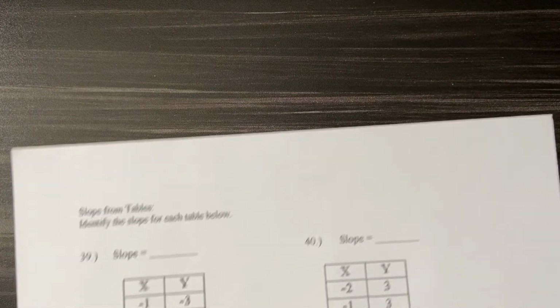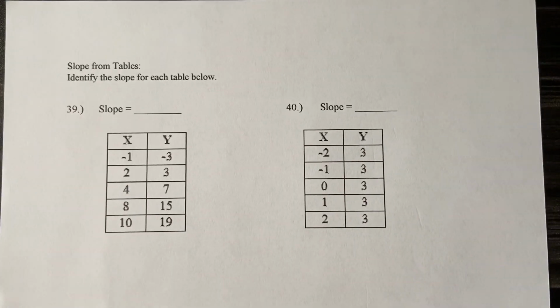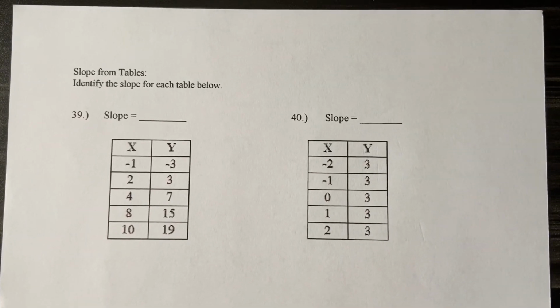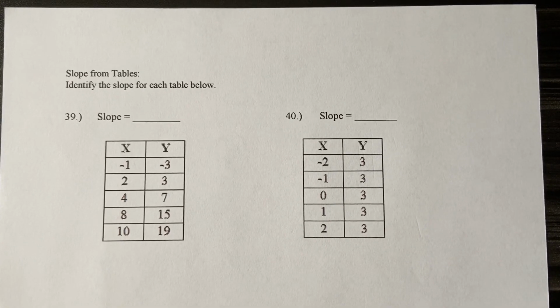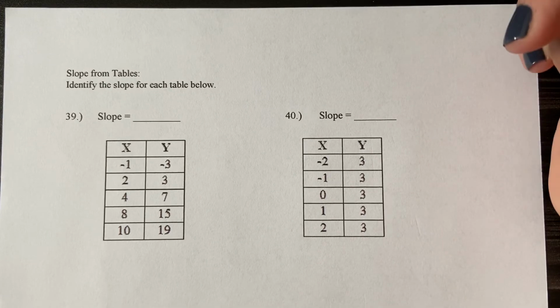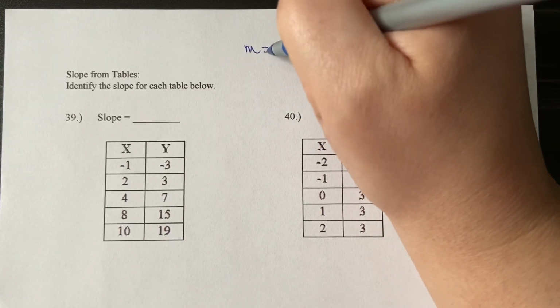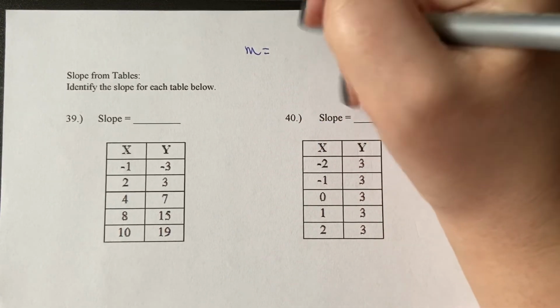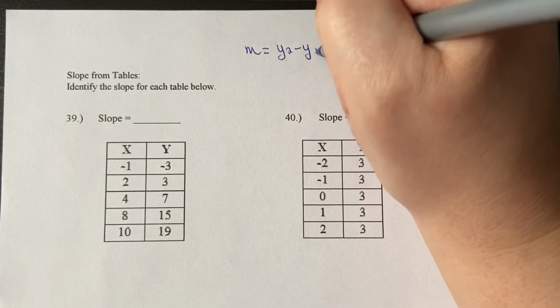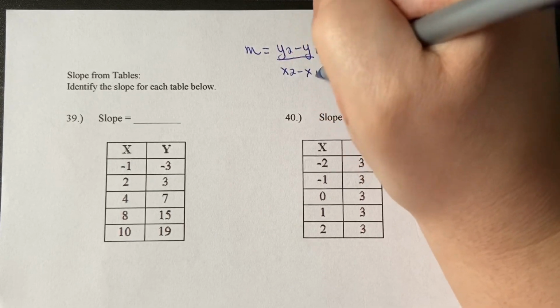Okay, and then for the last page, we have our tables. So this is just a different way to do it. Like what I said before, it's easier if you just pick 2 easy points and then do the slope formula for it. So I'm just going to write the slope formula up here for the time being, just so that we have it. So it's y2 minus y1 all over x2 minus x1.